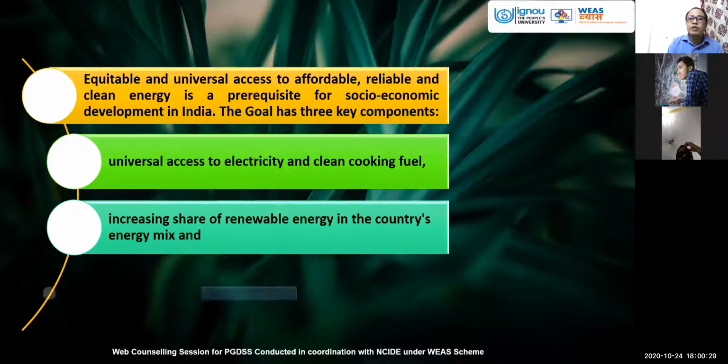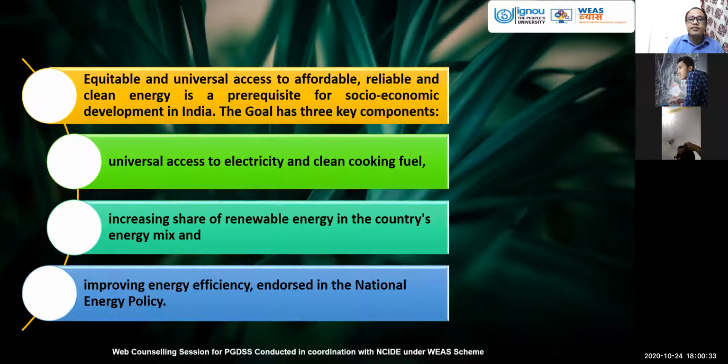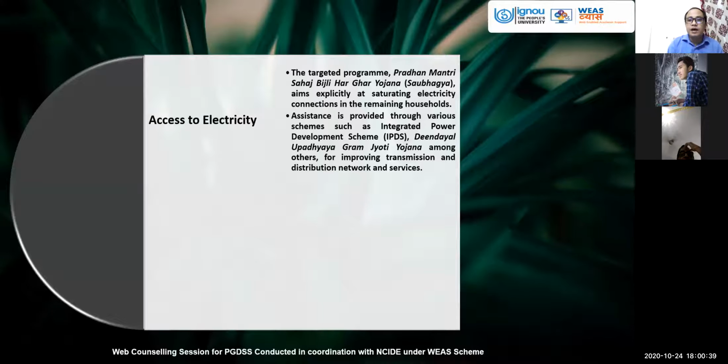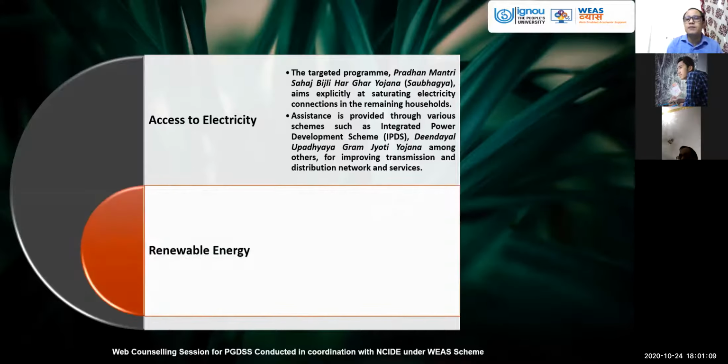And we're increasing the share of renewable energy in countries and improving energy efficiency in those national energy policies. We have a clear-cut national energy policy. Under Pradhan Mantri Sahaj Bijli Har Ghar Yojana, meaning Saubhagya, is one of the programs that aims explicitly at saturating electricity connection in the remaining households. We have covered more than 90% of our households. Assistance is also provided under the Integrated Power Development Scheme, and then Deendayal Upadhyaya Gram Jyoti Yojana. These are some of the programs with an objective to give access to electricity to all.